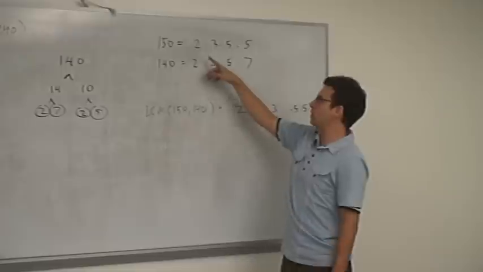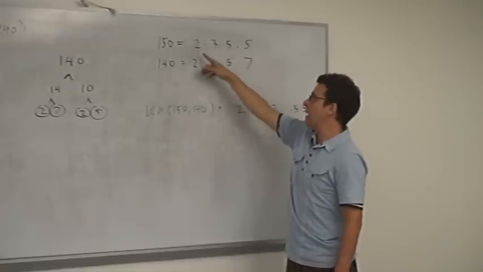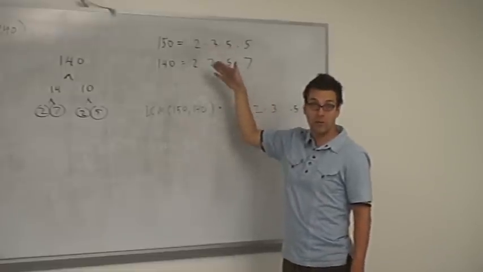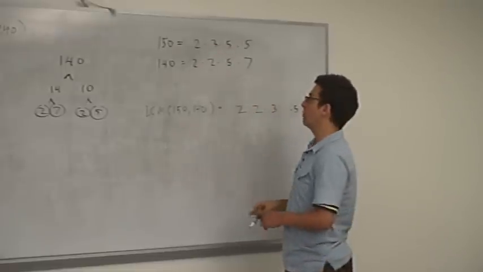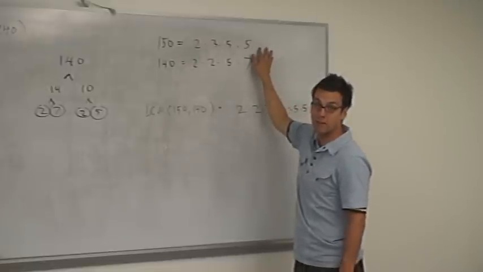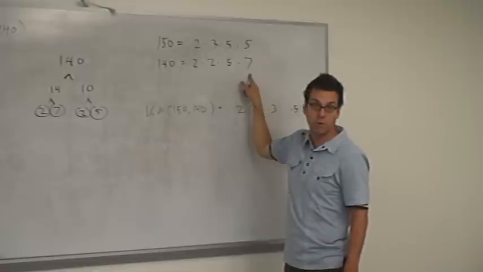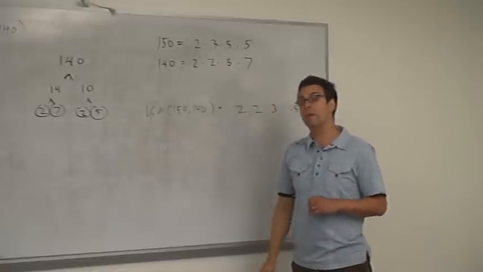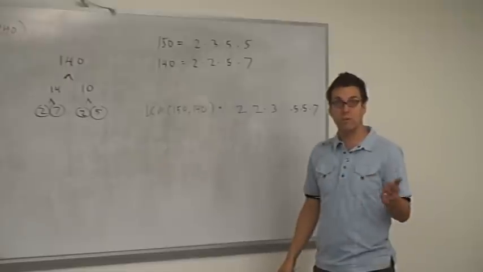All we do is we look at the individual primes that make up the prime factorizations of our original two numbers. In this case, the individual primes are 2, 3, 5, and 7. Even though the 150 doesn't have a factor of 7, the 140 does, so we want to include the 7. So the primes that make up the original numbers are 2s, 3s, 5s, and 7s.